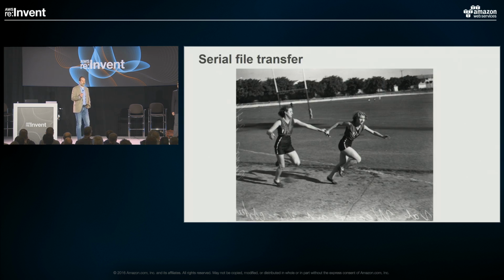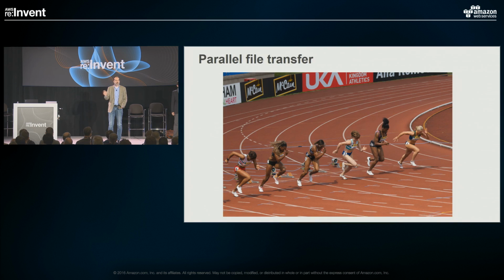So if we take a look at serial, what does that look like? One file after another. So you can only do so much activity at once. Or should we do it in parallel? Have a lot of different threads. Have a lot of different instances doing this copy at the same time.